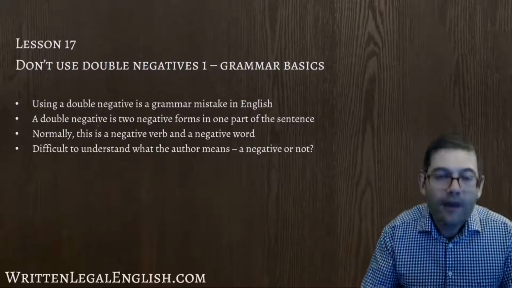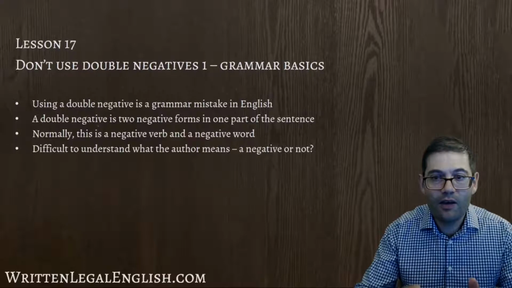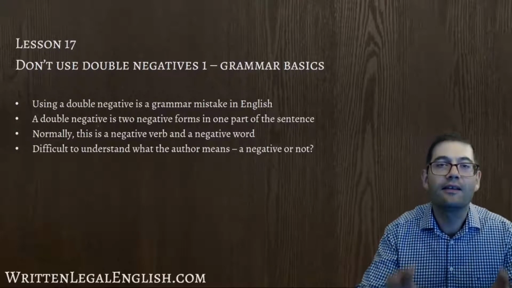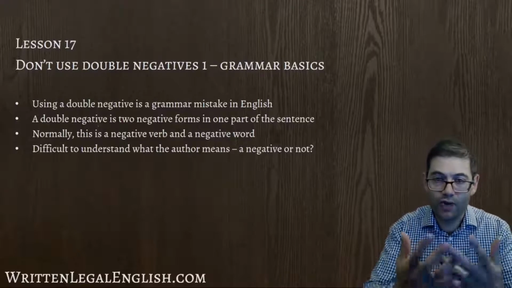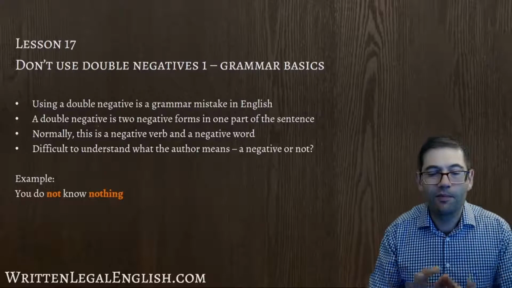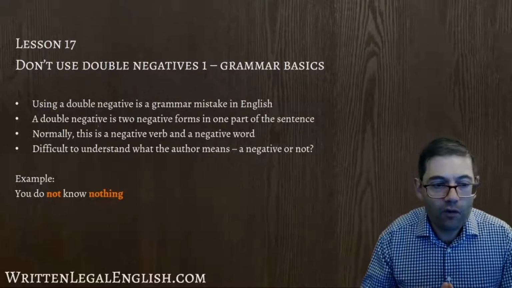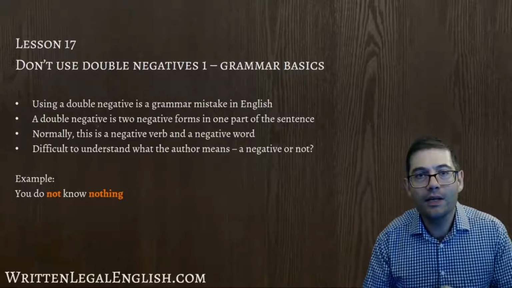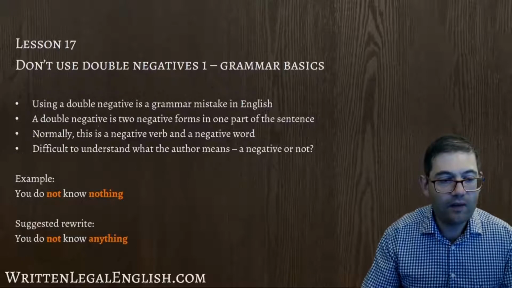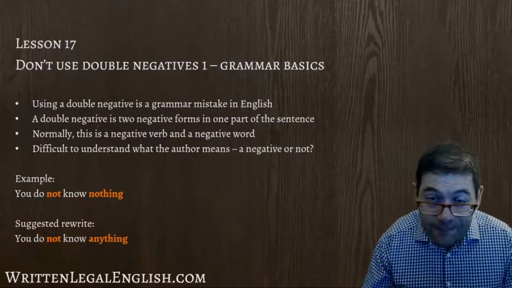And of course, when we are writing clearly, we should never put the reader in a situation where they have to decide what we as writers are trying to say. So, for example, a classic example: you do not know nothing. So we've got a negative form, which is do not, and we've got a negative adverb, which is nothing. So here we've got a double negative. This, of course, should be: you do not know anything.